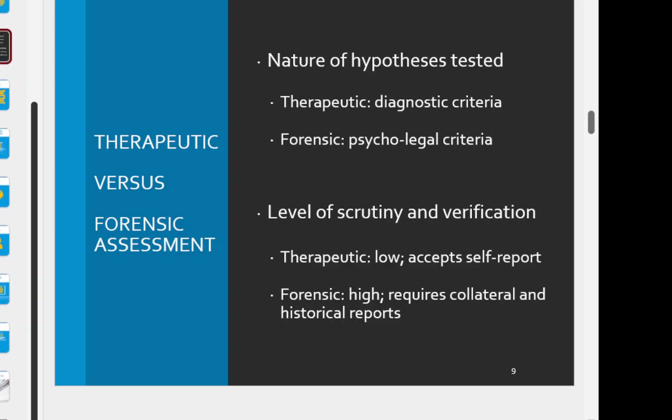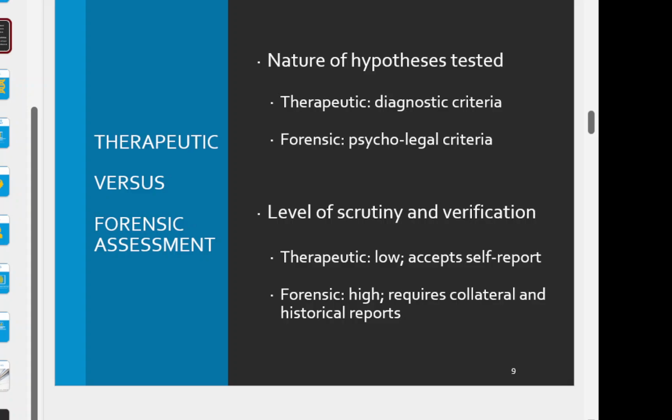As we move on here, we're going to look at the nature of the hypotheses tested. So with regard to therapeutic assessment, the hypotheses here are centered around understanding of the client's psychological functioning, their symptoms, and their experiences. And these hypotheses aim to uncover underlying issues that contribute to the client's mental health difficulties. Now, if we flip over to the forensic assessment, these hypotheses are much more legal focused. They are formulated to address specific legal questions or issues relevant to the case. These hypotheses are aimed at providing objective information that can assist the court in making legal decisions.